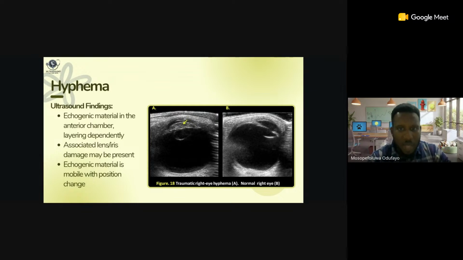Compare that to a normal eye. Anterior chamber is anechoic, completely anechoic. So therefore, we are thinking of a hyphema here. There might be associated lens or iris damage. Is that okay? And then you would also sometimes see echogenic material mobile with position change in the anterior chamber. Is that okay? Internal echoes within the anterior chamber.